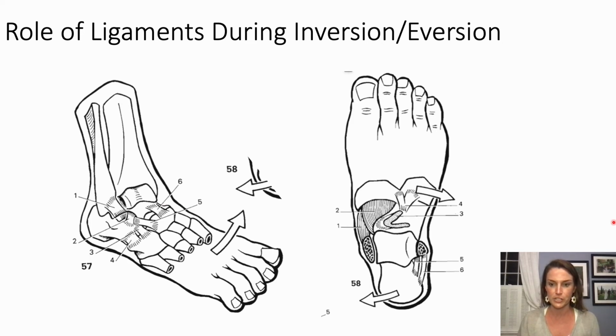And then eversion is limited by bony structures primarily, but it also has two lines of tension from the ligaments. But bony-wise, the posterior facet of the inferior surface of the talus slides down the calcaneus and hits the superior surface of the calcaneus at the floor of the sinus tarsi. And the lateral cheek of the talus is pulled laterally and hits the lateral malleolus.